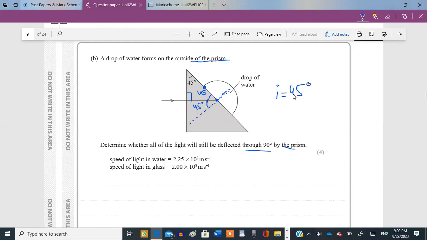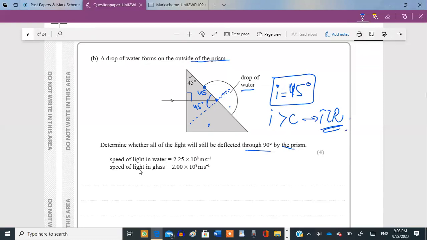What we need to find out is the critical angle of this situation. When you've got water and you've got glass, what's the critical angle? If that critical angle becomes more than this angle of incidence, then no internal reflection would occur. It would pass, it would refract. But if the incidence angle becomes greater than the critical angle, then yes, total internal reflection would happen.